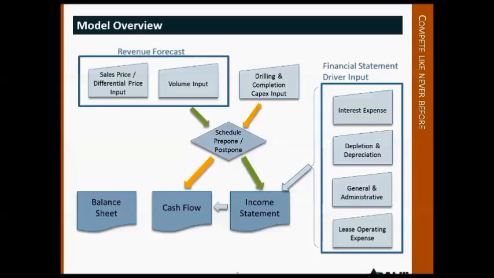The revenue forecast and capital expenditure portion go through a time shift process in order to accurately account for production prepones and postpones. The adjusted revenue forecast will flow into the income statement along with all financial statement driver inputs in order to populate the income statement accordingly. Finally, adjusted capital expenditures and income statement information flow into the cash flow in order to show in and out cash movement.